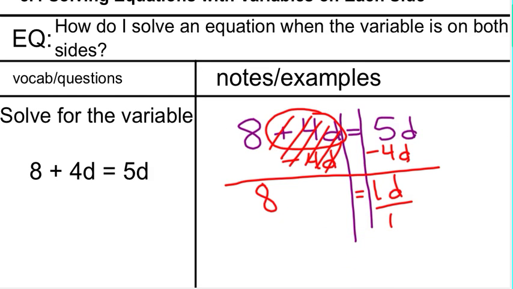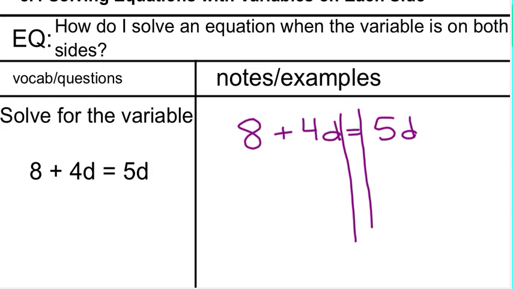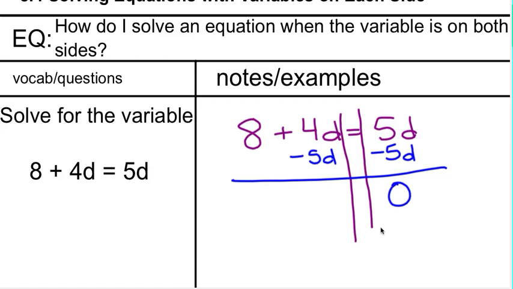Now, what I was talking about earlier is that there was no special reason as to why I chose the 4d, because I could very well have chosen the 5d also. I could have subtracted 5d from both sides. Had I chose to do that, I would have 5d's minus 5d's, and nothing would be left on this side, so I would have a 0. Over here, the 8 would remain the same, and then I would have 4d's minus 5d's. Well, if I have 4 minus 5, my answer is going to be negative because I can't take away more than what I have. So I'll have a negative 1d.